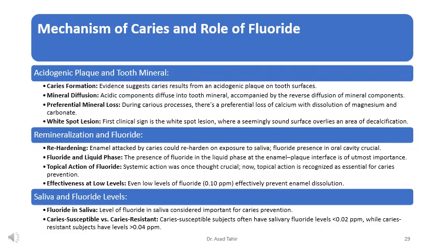The mechanism of caries and the role of fluoride. Mechanism of caries. Caries formation. Evidence shows that cavities develop due to acidic plaque on tooth surfaces. Mineral diffusion. Acidic components seep into tooth mineral, causing calcium loss and dissolution of magnesium and carbonate. Spot lesion. The first sign of decay is a white spot on the tooth, indicating decalcification under the surface.